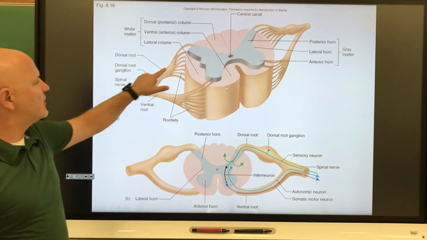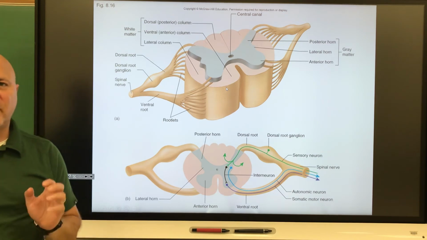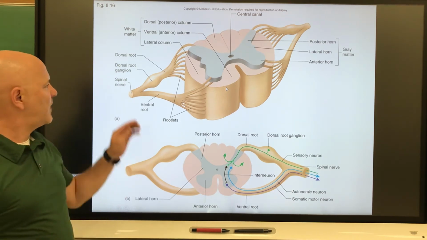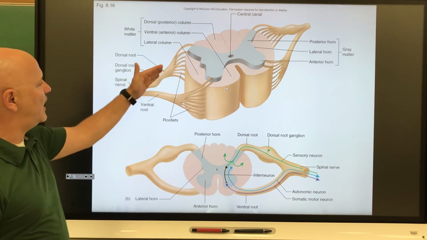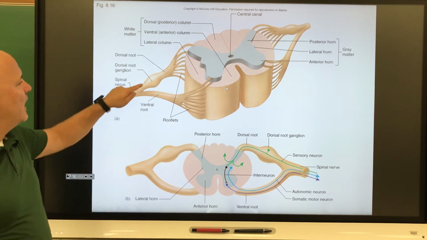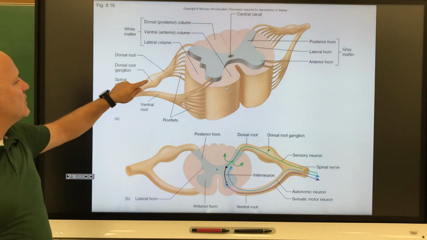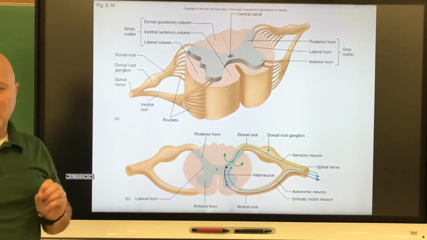So this branch right here is the dorsal root. So the dorsal root conducts impulses from the peripheral nervous system to the spinal cord. So inputs are coming this way. So that is sensory, is what's going through there. And here the cell bodies are located within ganglia, so there's that dorsal root ganglion.